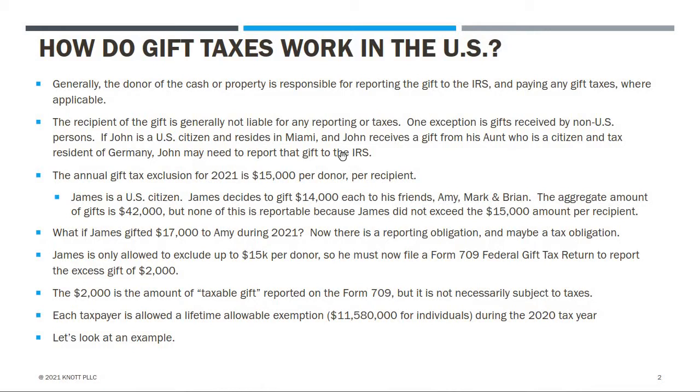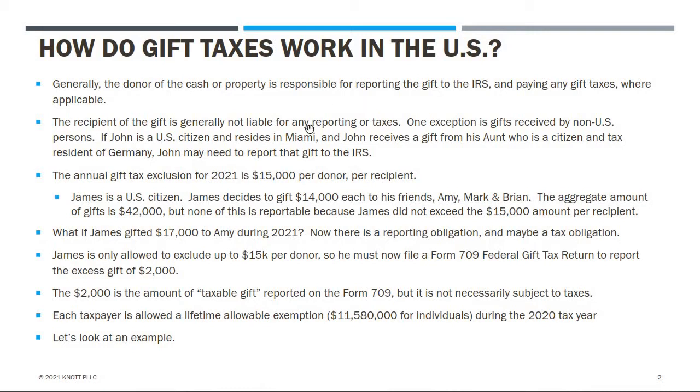So in this video I wanted to cover how do gift taxes work in the United States. There's a lot of misconceptions around gift taxes. A lot of people think that the donor is the person that does it. Maybe the recipient has to worry about it. So if you get gifted property from your friend or your aunt or your uncle, you've got to be responsible for taking the tax out and paying it to the IRS. A lot of bad advice out there. So what I'm going to try to do here is give some simple examples and cover the rules.